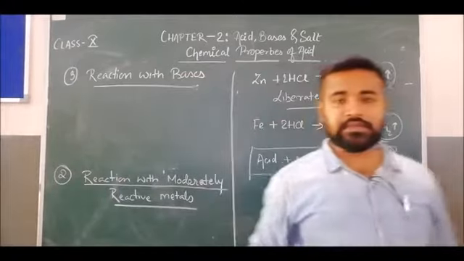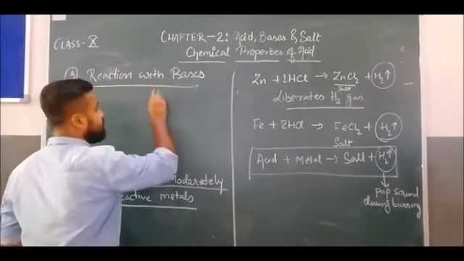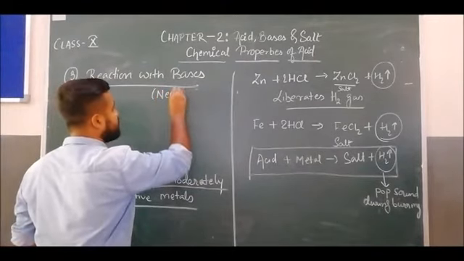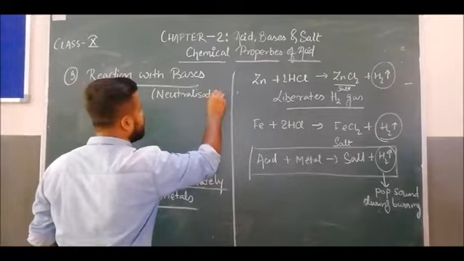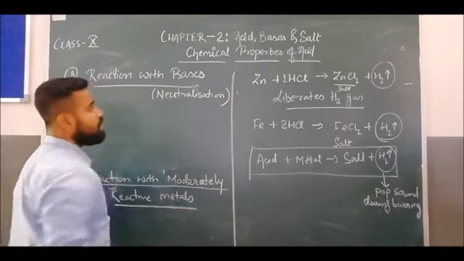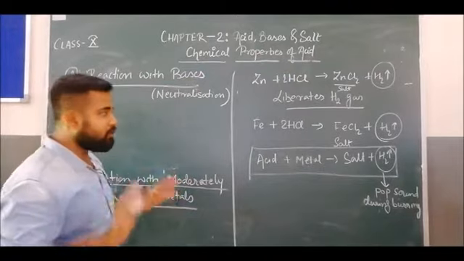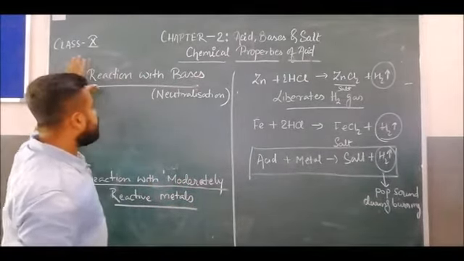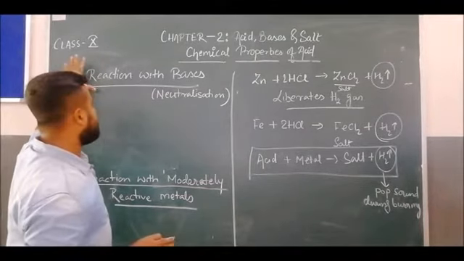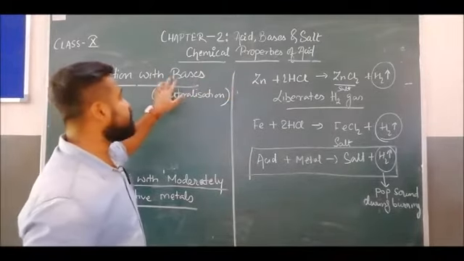So the third property is reaction with bases, and this reaction is also called neutralization reaction. Neutralization reaction means how the acids react with the bases. Remember, here we are talking about the chemical property of acid, so I will not write what is the compound. Here I am writing reaction with bases, meaning reaction of acid with bases.